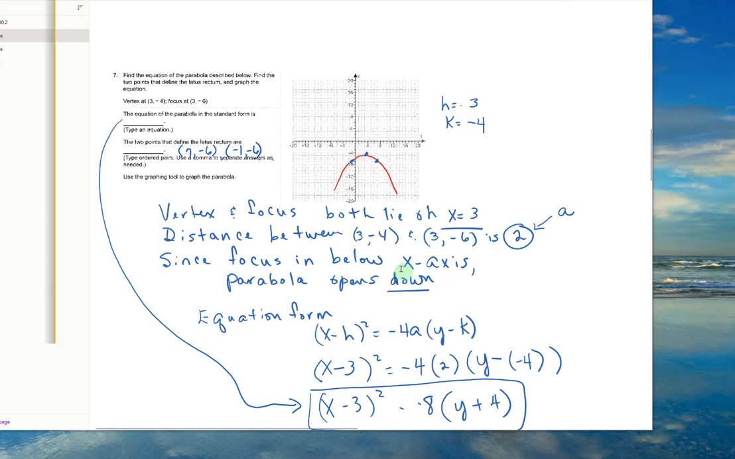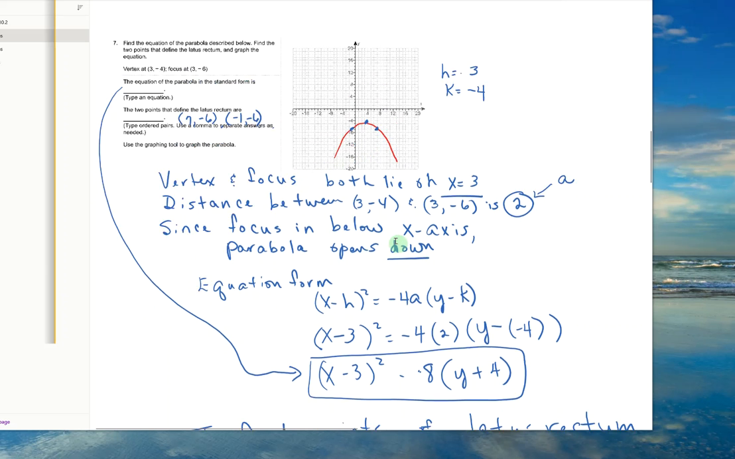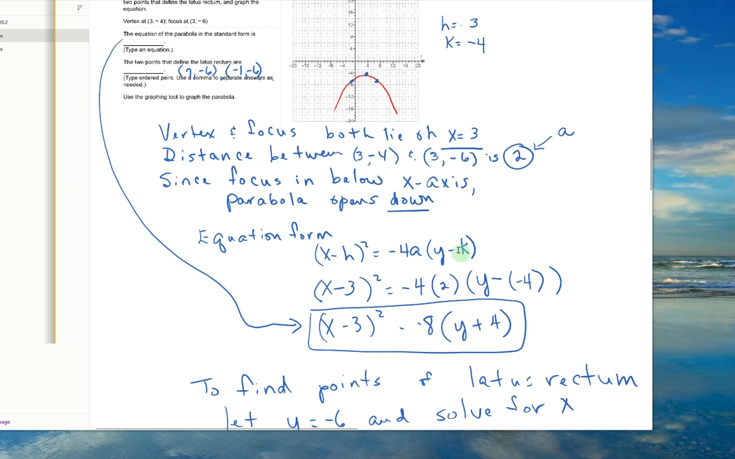Since the focus is below the vertex, the parabola is going to open down, because remember the focus has to be inside the parabola. So it's going to open down. This is the basic form, and we're going to plug in what we've got. (x minus 3) squared, because the vertex part was 3, equals negative 4 times 2, we figured out what a was, times (y minus a negative 4). So ultimately, this is our equation that goes right here.